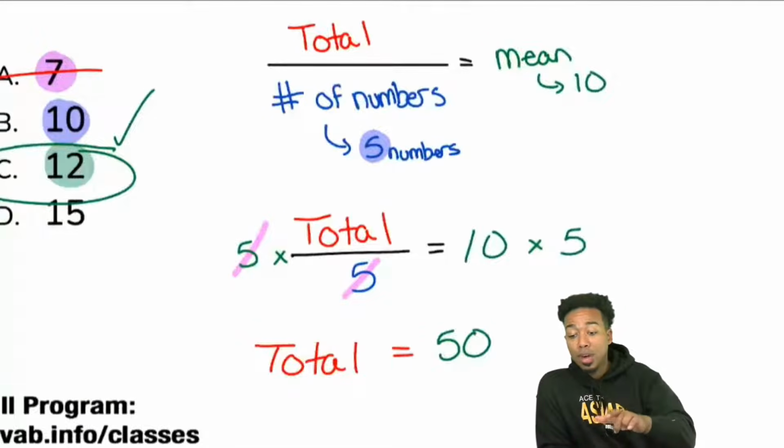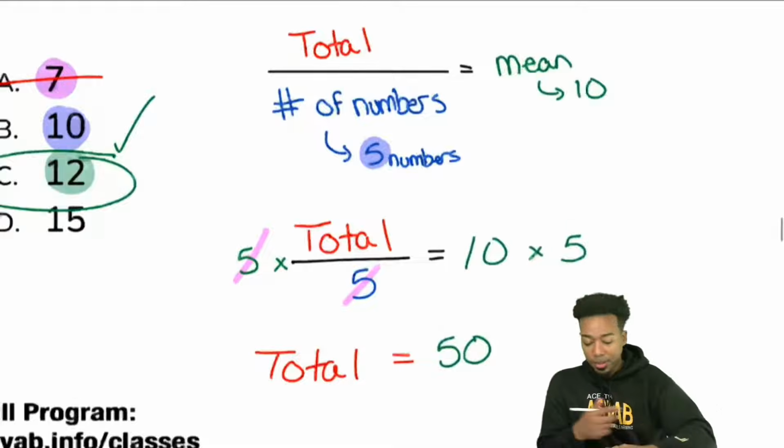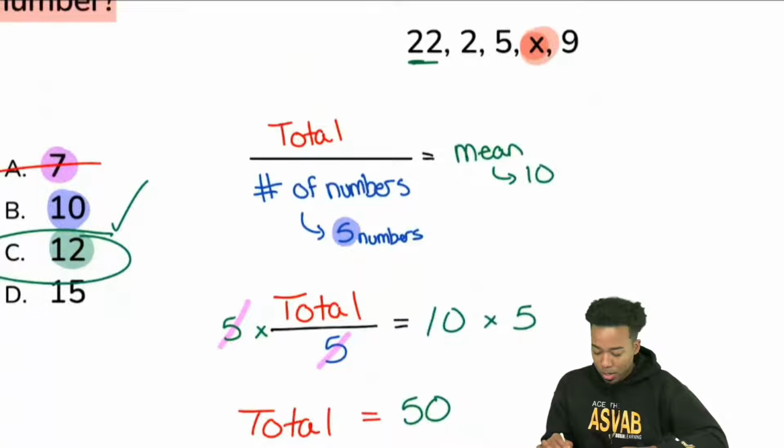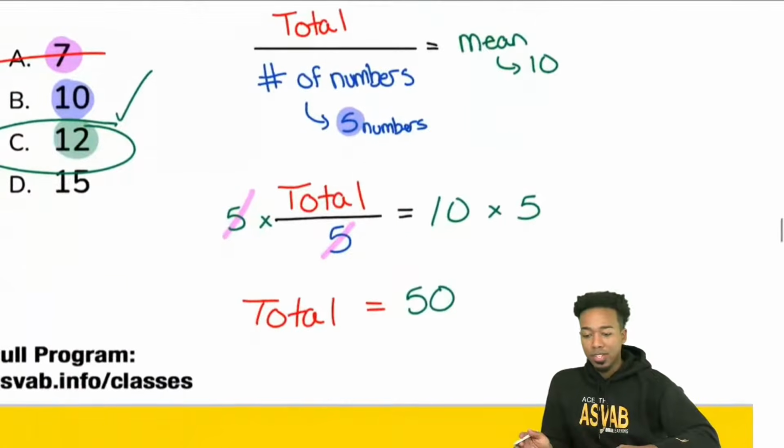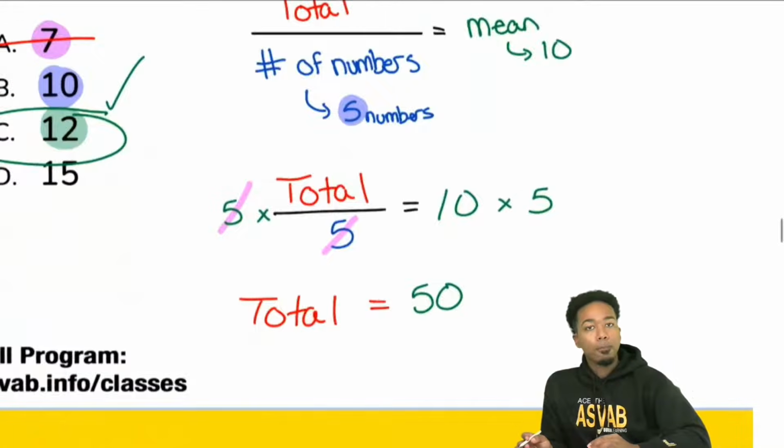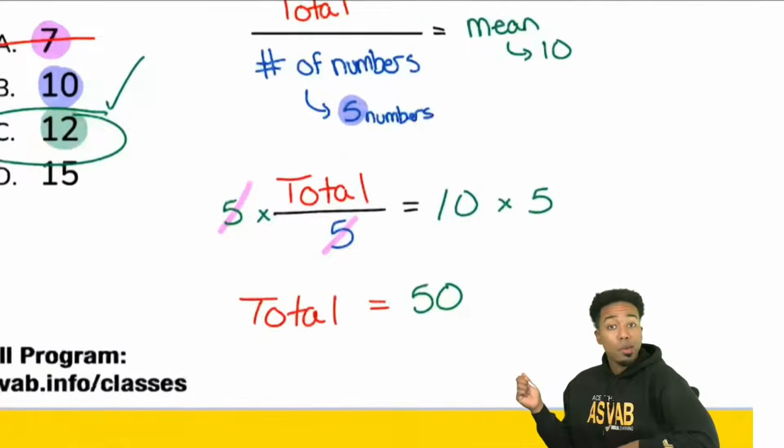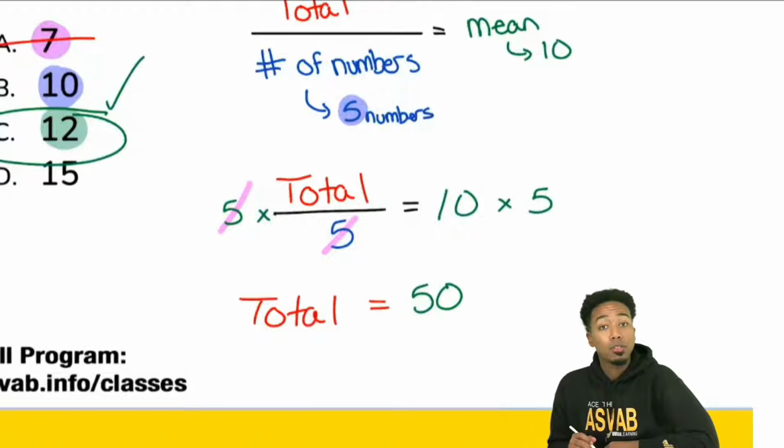And for the person who asked, hey, how did I get 5? It's because there are 5 numbers. 1, 2, 3, 4, and 5. Hopefully that makes sense. But here we go. Once you did that one quick step, now you know the total needs to be 50.